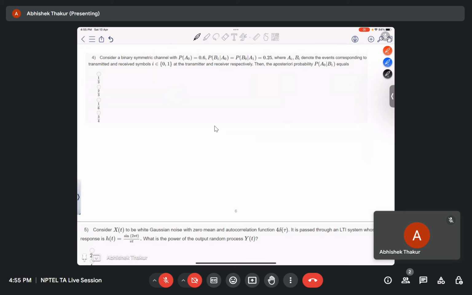So coming to question number 4. Consider a binary symmetric channel with probability of A naught equal to 0.6, and probability of B1 given that A naught has occurred equal to probability of B naught given that A1 has occurred, which is 0.25. Ai and Bi denote the events corresponding to transmitted and received signal 0, 1 at the transmitter and receiver respectively. Then find the probability of A naught given that B1 has occurred.